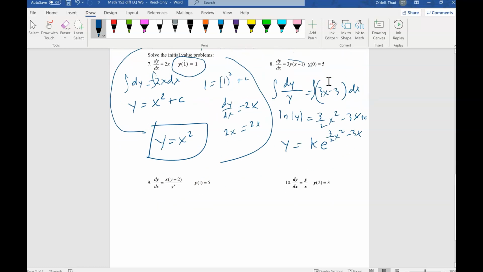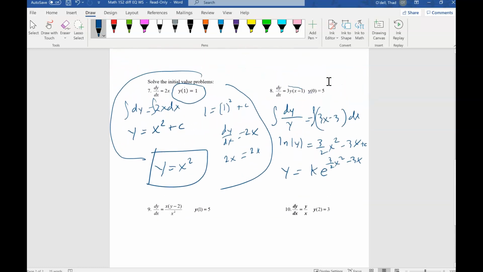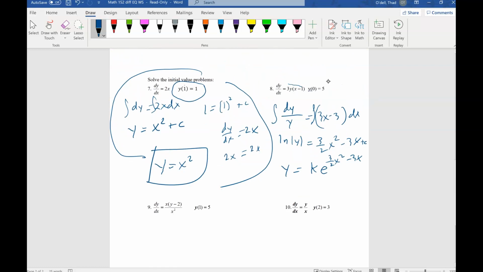Two more here. Oh, wait, we haven't done this yet. We got to find out. This says that when x equals 0, y is 5. So let's take this right up here and do it. That would be the natural log of 5 is equal to 3/2 times 0 squared minus 3 times 0 plus c. So that means that the natural log of 5 is equal to c.